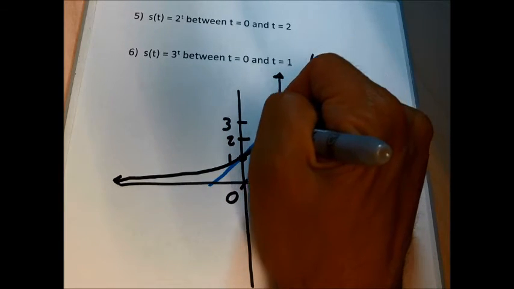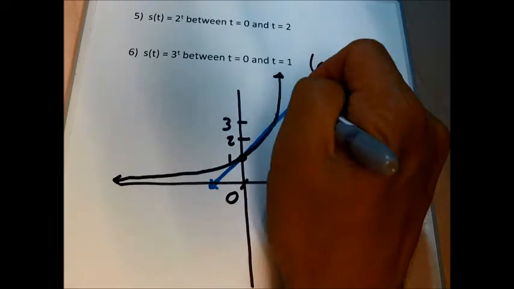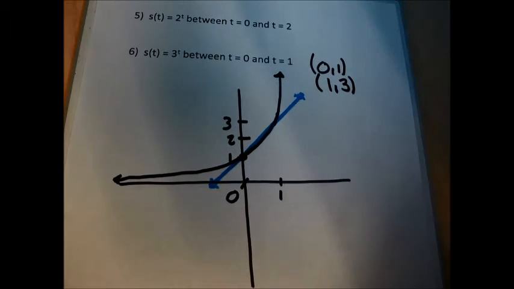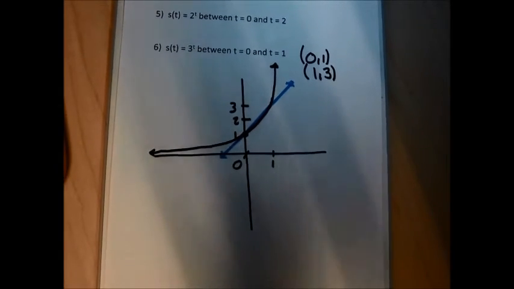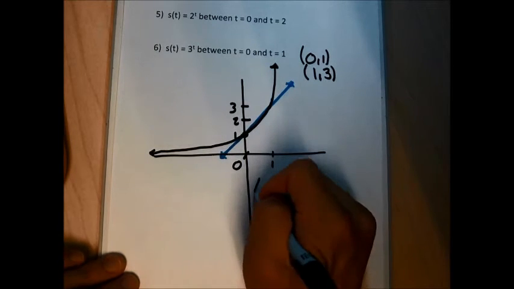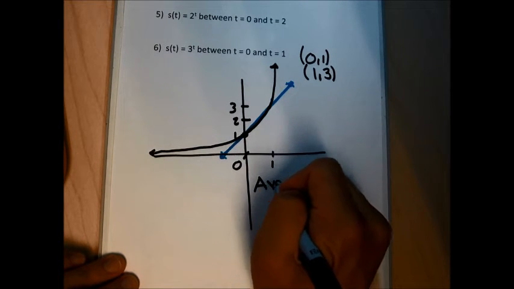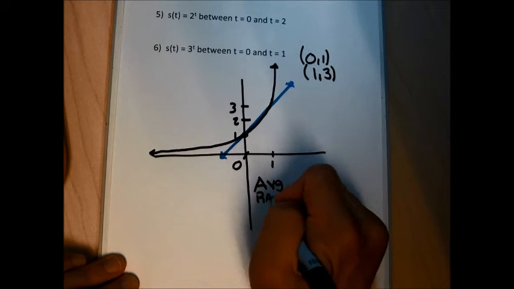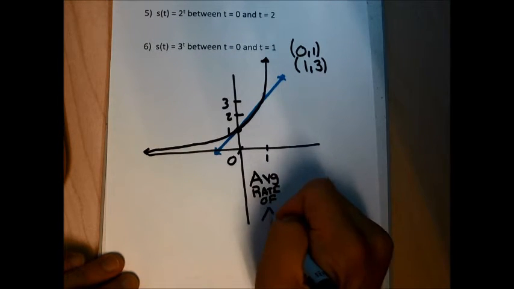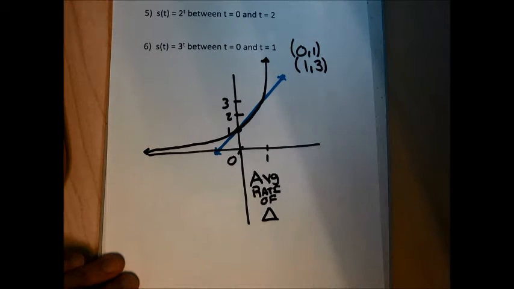So there would be the line that I'm asked to find. That line is the average rate of change between those 2 points for that particular function. So now I'll just finish this up. The average rate of change, and usually instead of writing the word change, I make a triangle to represent change.